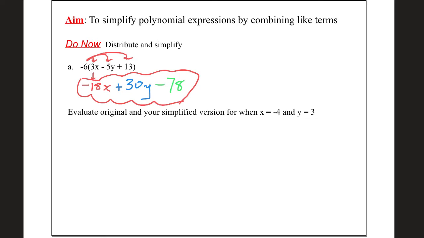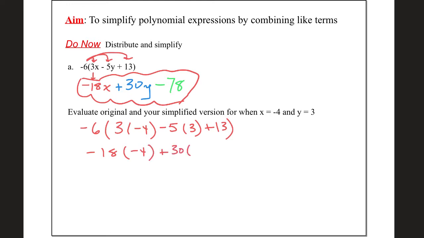Now the follow-up says evaluate the original expression and your simplified version for when x equals -4 and y equals 3. So what we're actually doing here is showing that the original question and our distributed answer are the same. This isn't a foolproof system, but this is a way of checking that they are equivalent. So what I'm doing first is writing them with those values in place. And ideally, we distributed, we didn't change anything, so this should still have the same value.